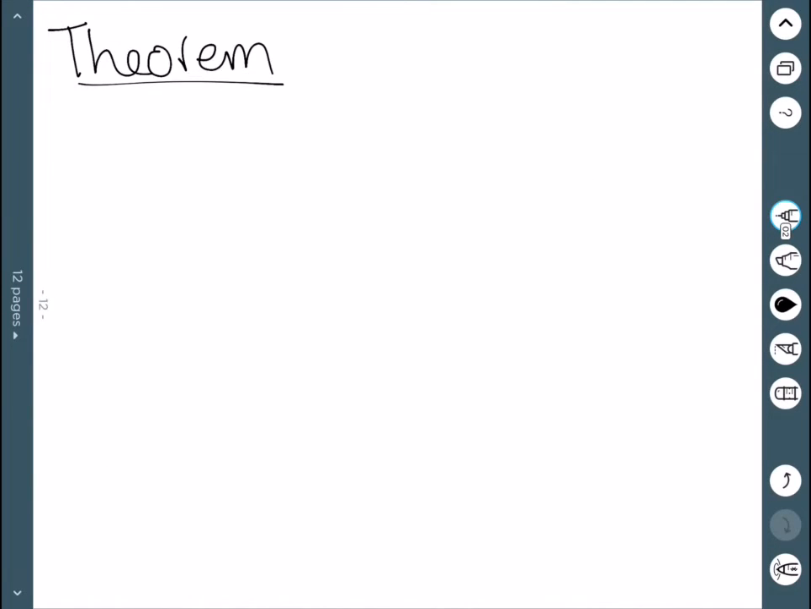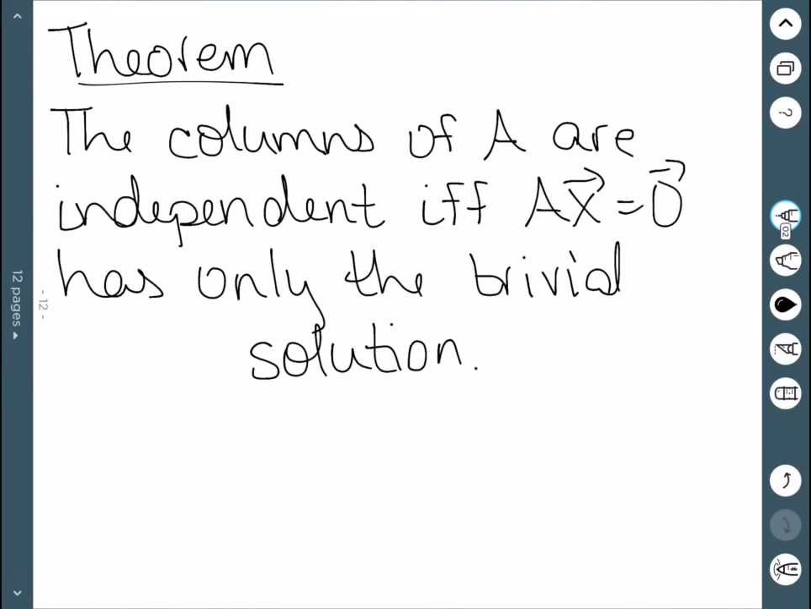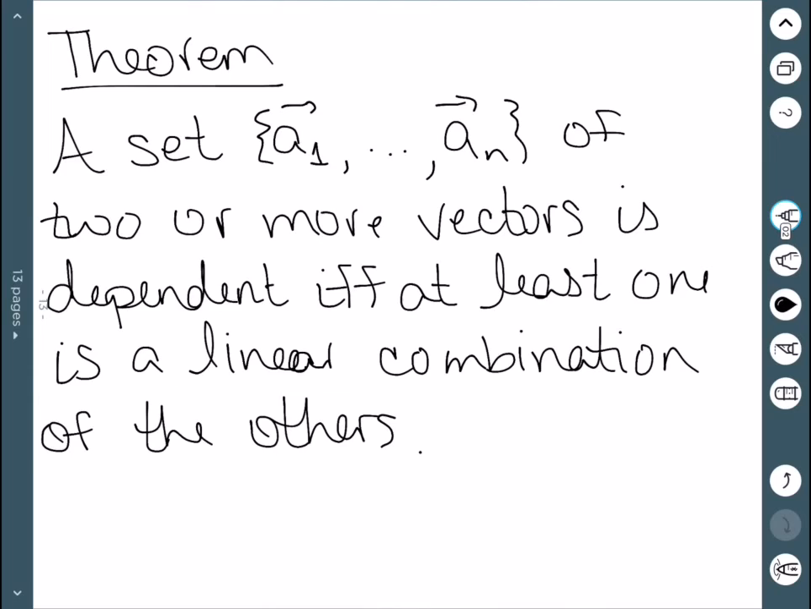Finally, we'll look at a couple more theorems concerning linearly independent and dependent. Our first just relates linear independence to matrices. We say the columns of A are linearly independent if and only if AX equal to 0 has only the trivial solution. We can also say that a set of 2 or more vectors is dependent if and only if at least one of these is a linear combination of the others.